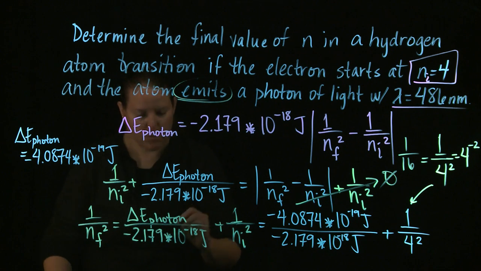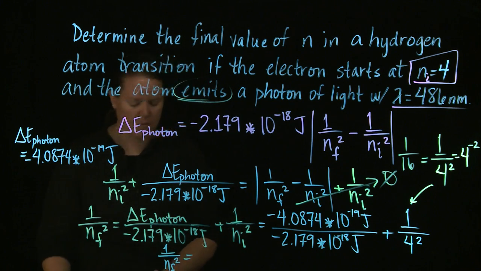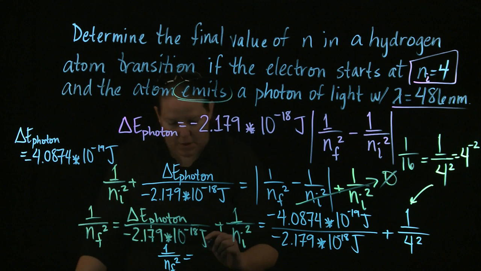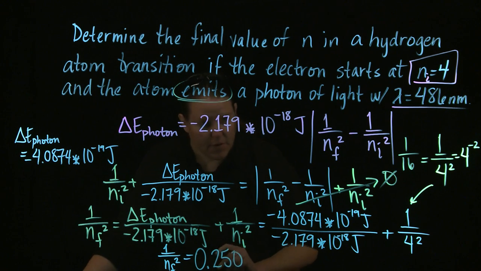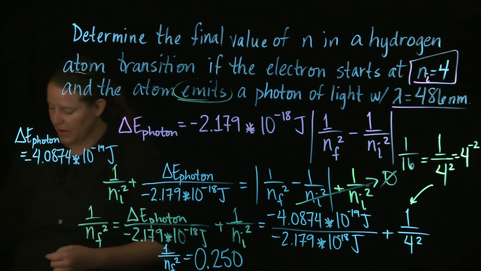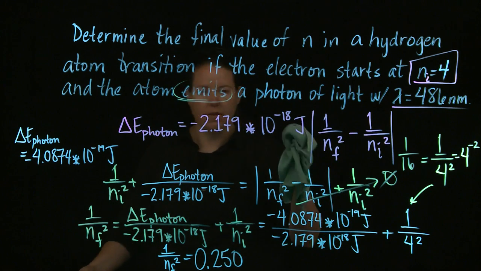All right, so in terms of doing this, 1 over nf squared: negative 4.0874 EE negative 19th divided by negative 2.179 EE negative 18. That gives me some number, plus 4 to the power of negative 2. That gives me a cool number like 0.250. Some of you might already be able to see that, because this is a quarter of 1, then 1 over some variable squared equals a quarter, which means that nf has to be 2.